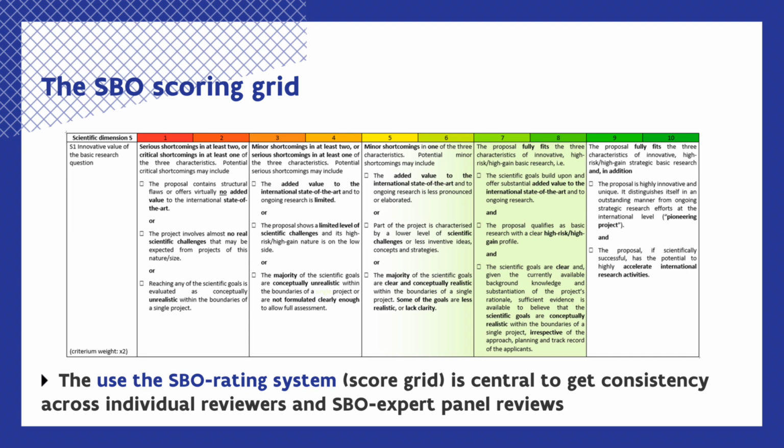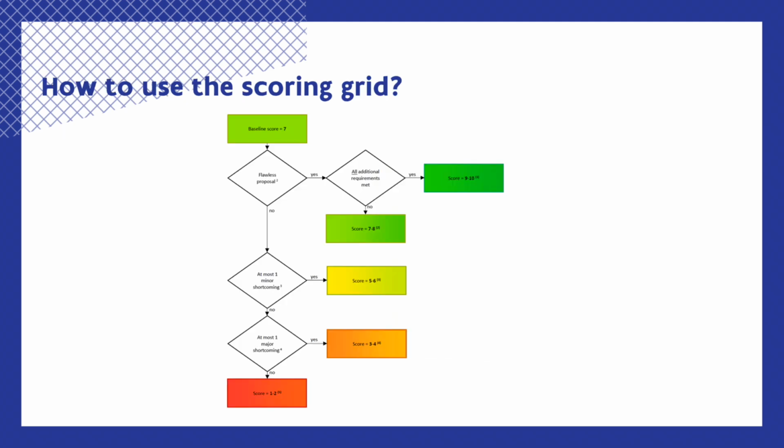Please note that a separate scoring grid is available for proposals with an economic finality and for proposals with a societal finality. For each criterion, the baseline score is a score of 7, which is applicable if the proposal shows no shortcomings at all with respect to the criterion being assessed.